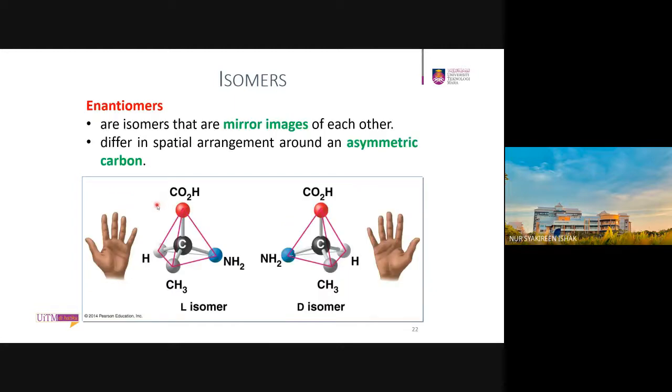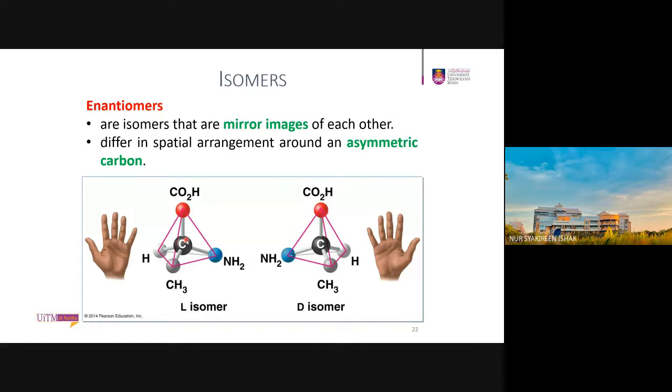Okay, so next is enantiomers. Enantiomers are isomers that are mirror images of each other. They differ in spatial arrangement around an asymmetric carbon. So this is the asymmetric carbon.